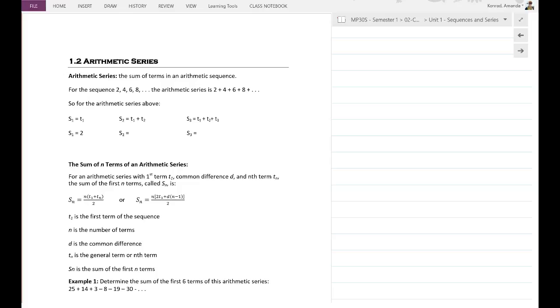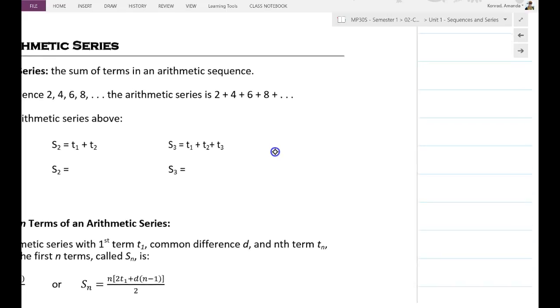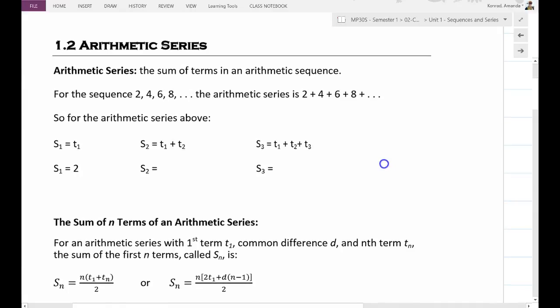Now we're getting into series. So series is different than sequence. The definition, let me zoom in here a little bit so it takes up your screen. The definition of a series is it's the sum of the terms. So an arithmetic series is the sum of the terms in an arithmetic sequence.